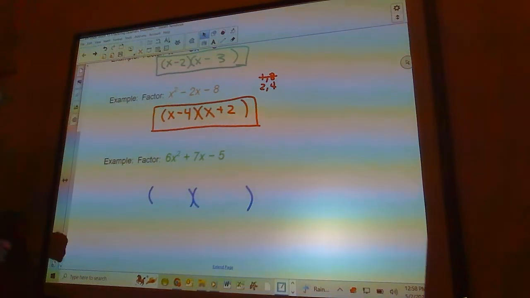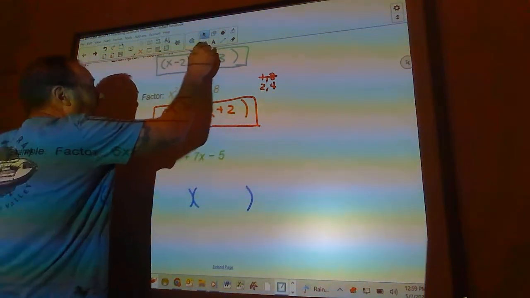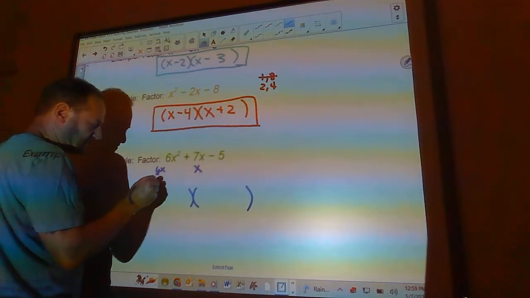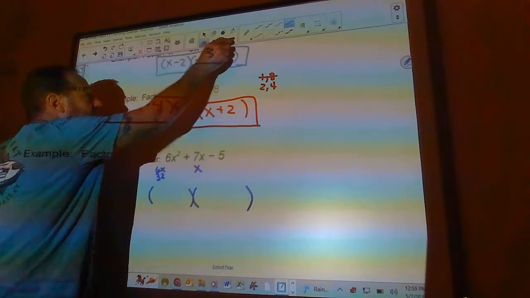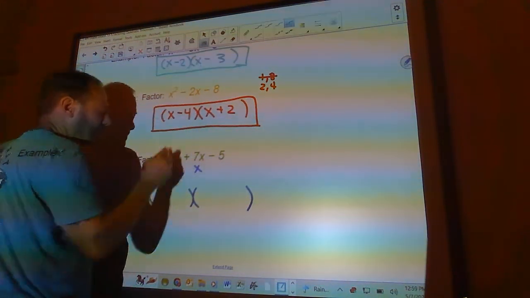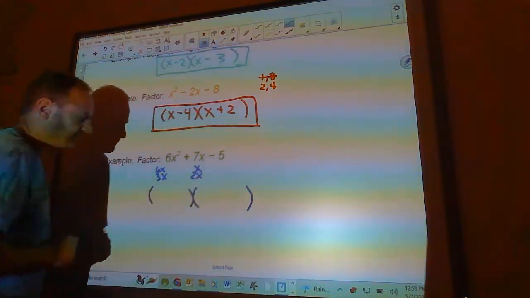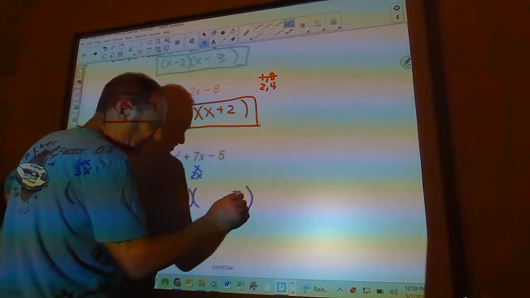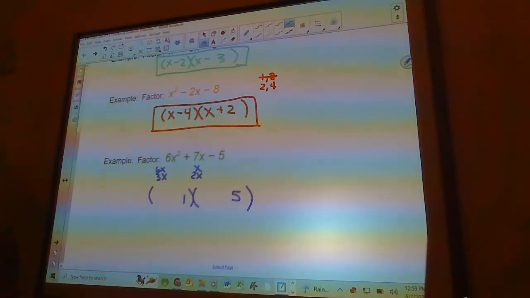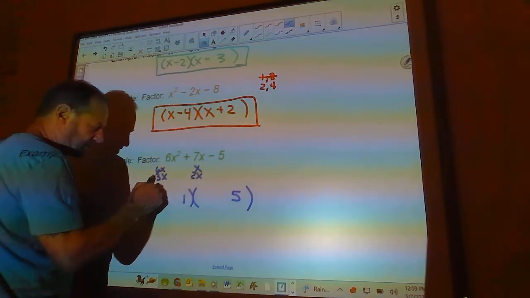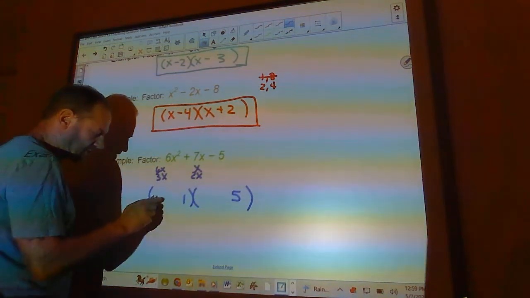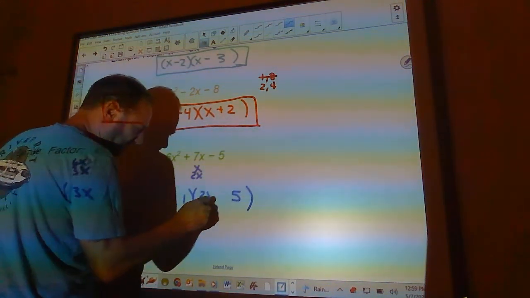And now I've got a 6x squared. So I have a choice between using 6x and x, or I could use 3x and 2x. Over here now, this is nice because I only have one choice. It's 5 and 1. I need to make 7. I usually like to start with the middle term, or the 2 terms that are closest together. I don't usually start with these. I start with these. So I've got a 3x and a 2x.